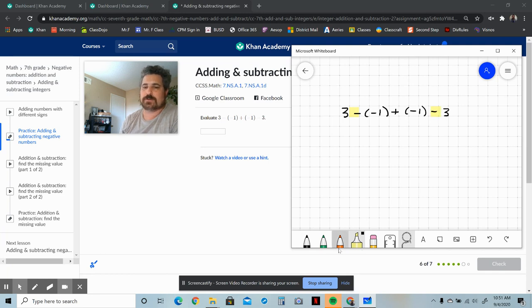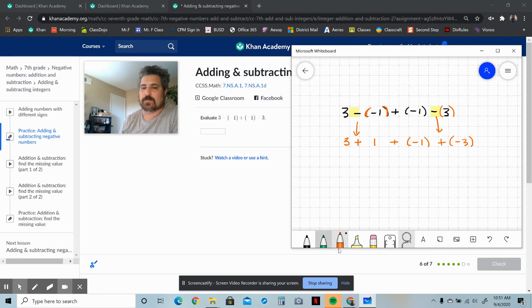I see subtraction here and here. Okay, so we're going to now change our subtraction to addition. So this is 3 plus the opposite of negative 1. What's the opposite of negative 1? Positive 1. And then you're going to add to that a negative 1. And then you're going to change the subtraction to addition. Change what was being subtracted to its opposite. So they're taking away a positive 3. What's the opposite of positive 3? Negative 3. And so now we can go through and combine.